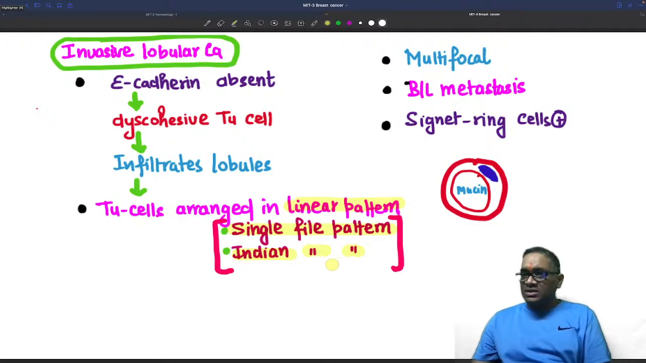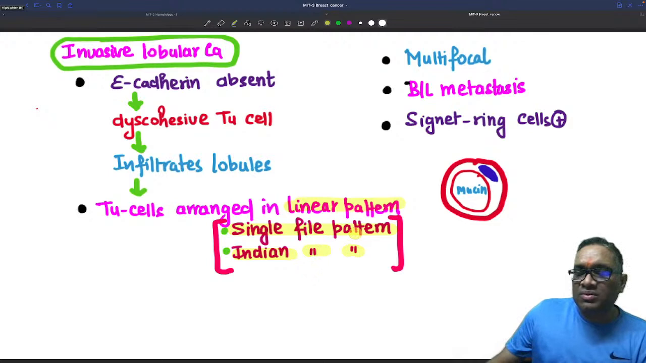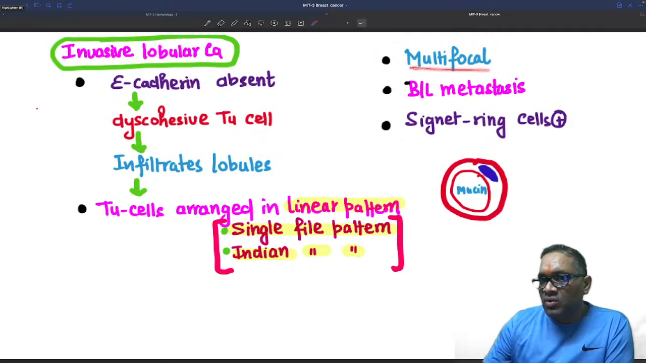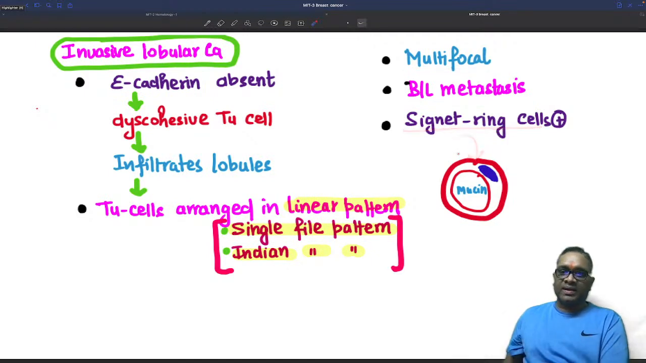This is a characteristic diagnostic finding of invasive lobular carcinoma, and usually invasive lobular carcinomas are multifocal and are very famous for bilateral breast involvement, right? Signet ring cells will be present, as I have shown you in this diagram also.